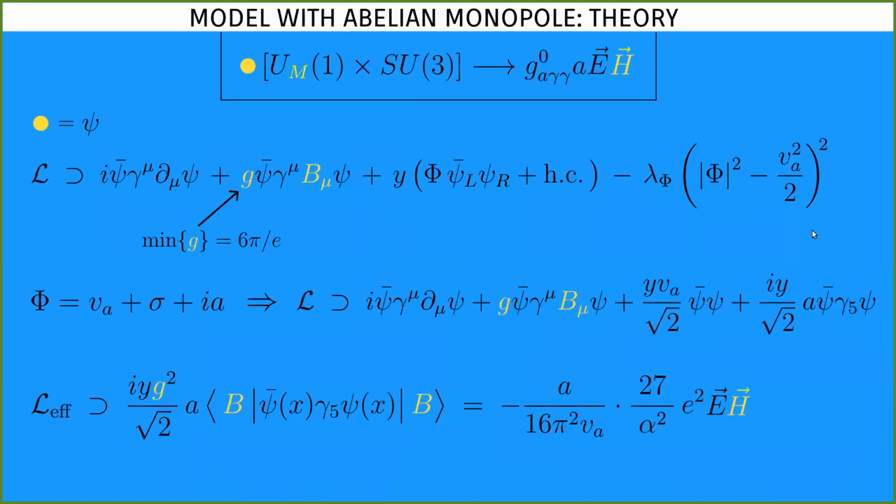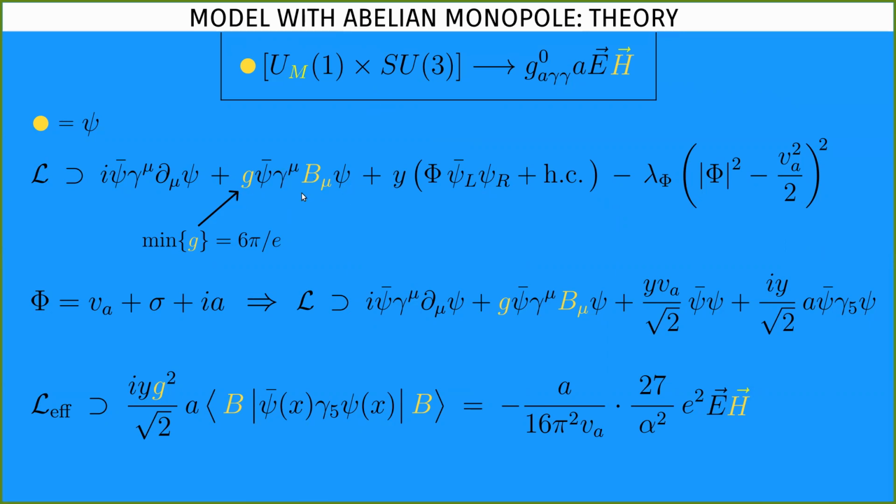So now let me talk about the model with the Abelian monopole. Let us introduce a magnetically charged quark. At high energies, the Lagrangian will look like this. And you see that here we have a part which comes from the Zwanziger theory.